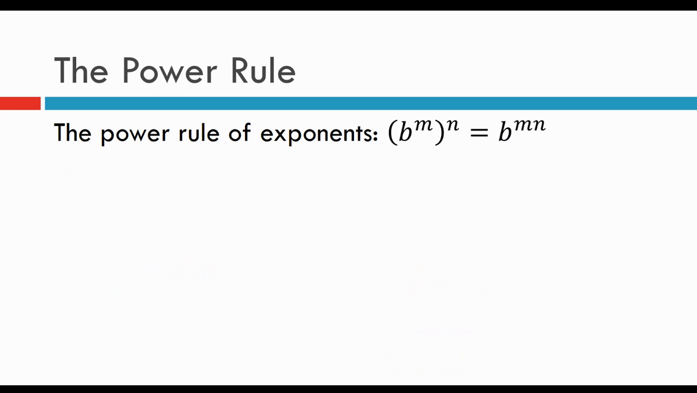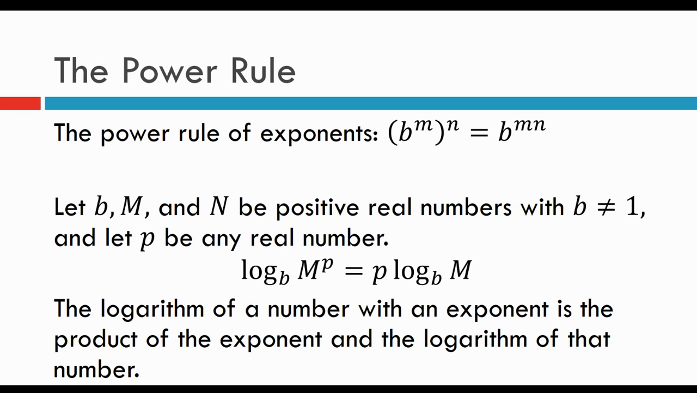All right, the power rule. So remember, in terms of exponents, if I have an exponent raised to an exponent, so a power raised to a power, we keep the base and we multiply the exponents. So in terms of logs, it says let b, m, and n be positive real numbers with b not equaling 1. And now we have this letter p, which is any real number. So log base b of m to the power p is going to equal p times log base b of m. So notice that the exponent got moved out in front and now is being multiplied. So that's where the multiplication comes into play. So the logarithm of a number with an exponent is the product of the exponent and the logarithm of that number.